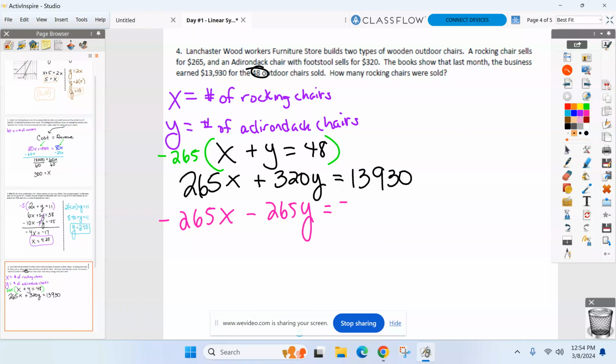I didn't do it this way either. I should have multiplied by 320. That's how I did it. Anybody help here? What do we get here when we multiply negative 265 times 48? Negative 12,720. Thank you.